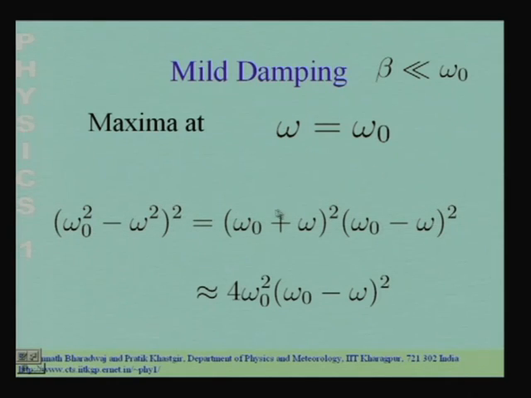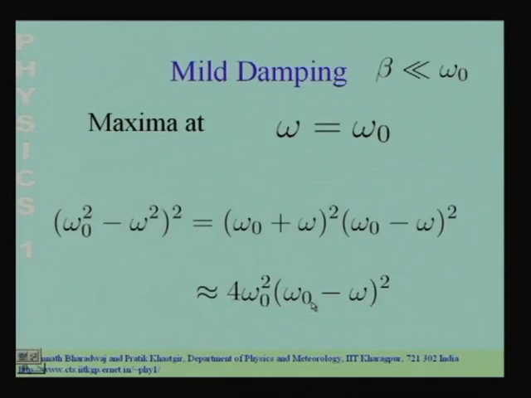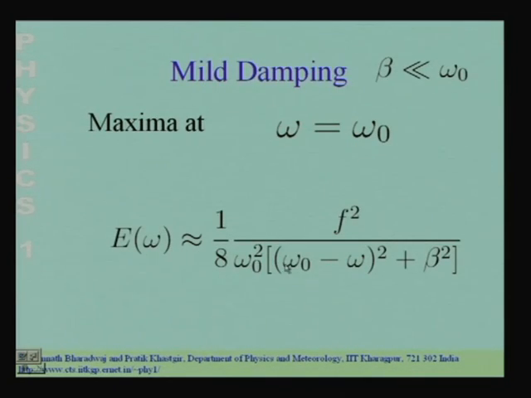The differences are quite small around the peak. So, you can approximate omega naught equal to omega, and what you get is 4 omega naught square times omega naught minus omega whole square. We can take this and put it into this expression, and note that I have set the spring constant k equal to 1 here. So, the expression for the energy as a function of the frequency now becomes this. Very close to the peak, very close to omega equal to omega naught, the expression for the energy as a function of the angular frequency of the forcing oscillator can be expressed like this.